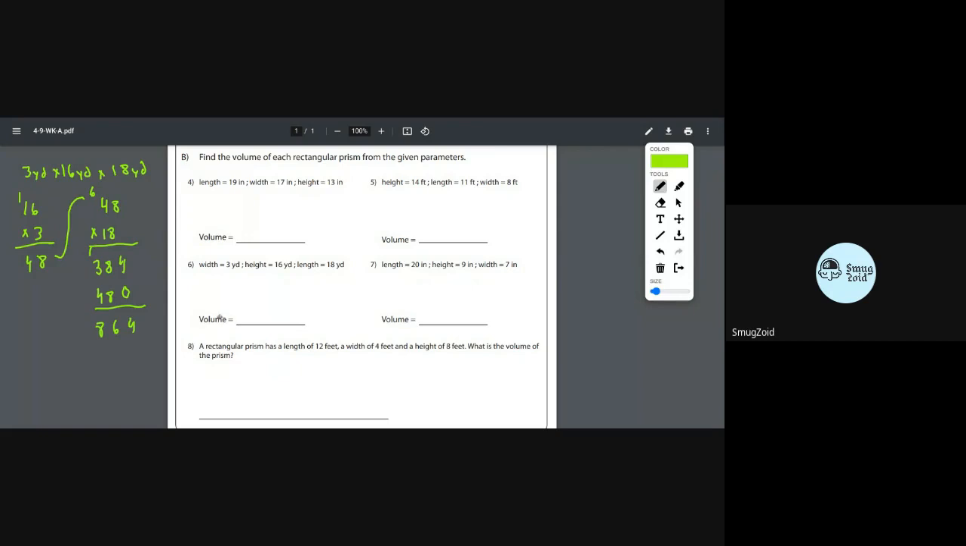That sounds about right. Now look at it. It's yards times yard times yard. That's going to make it yards cubed. All right. So that guy's pretty easy. That's 864 yards cubed.